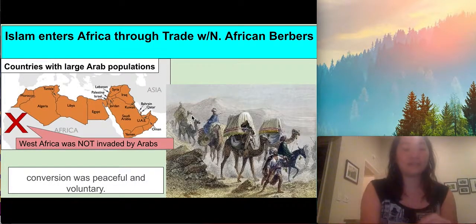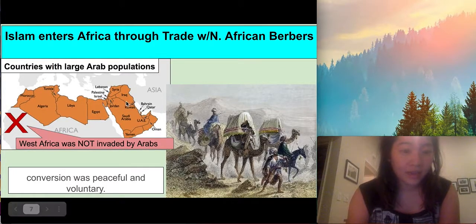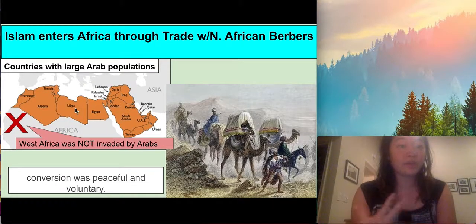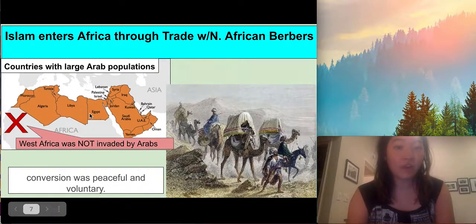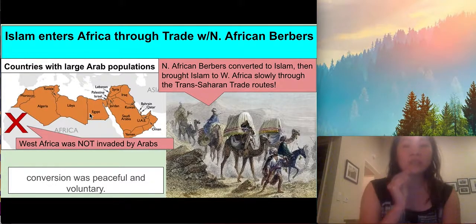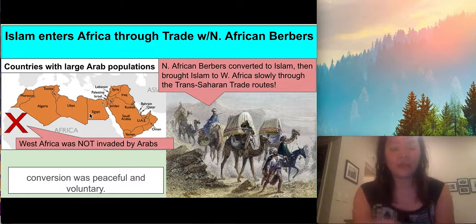So let's focus on West Africa. Islam enters Africa through trade with the North African Berbers, right? We know that when the Arabs come in, they are able to invade and actually settle in North Africa, creating a very Islamic area. But West Africa is never invaded by Arabs. They never invade that far. And instead, North African Berbers converted to Islam, then brought Islam to West Africa slowly through the Trans-Saharan trade routes. So please know that North African Berbers are actually native to North Africa. And conversion to Islam in West Africa was peaceful and voluntary.